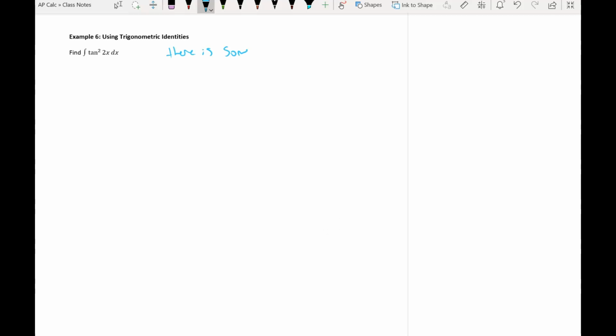There is something for secant squared of u. Well, okay, cool. How the heck does that help us here? And this is where you need to recognize some trig identities. There's a Pythagorean identity.